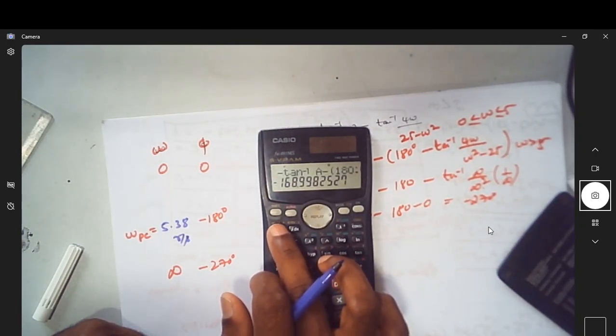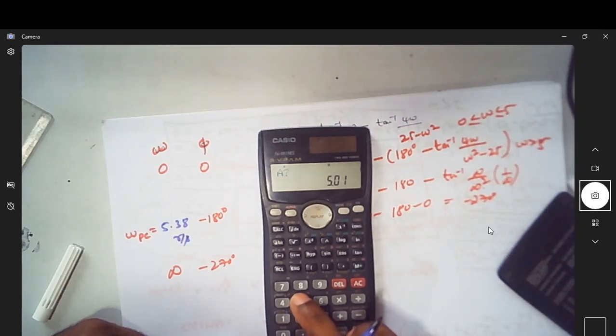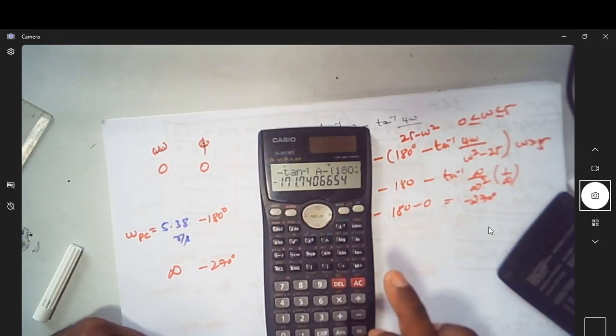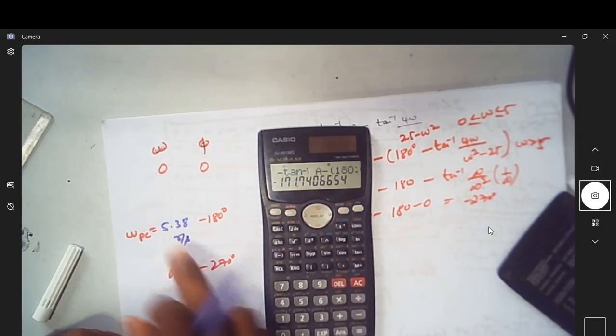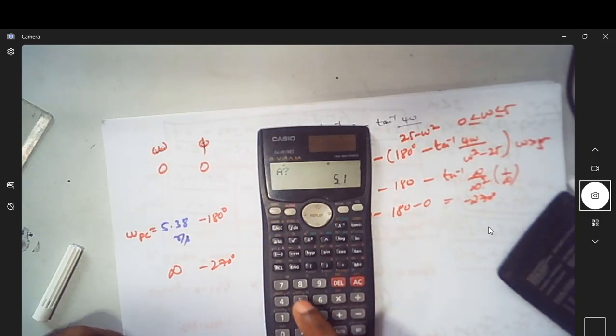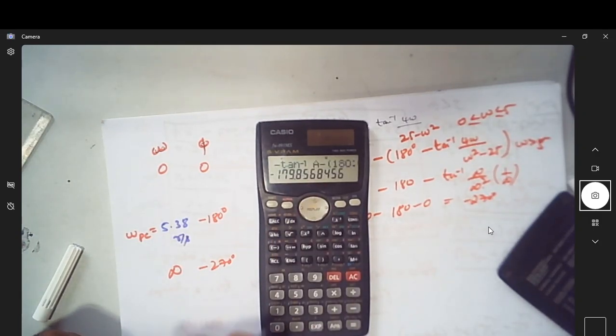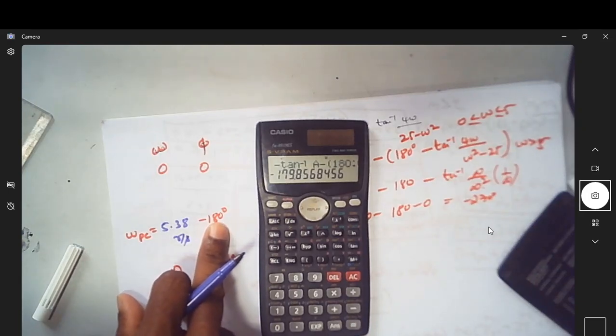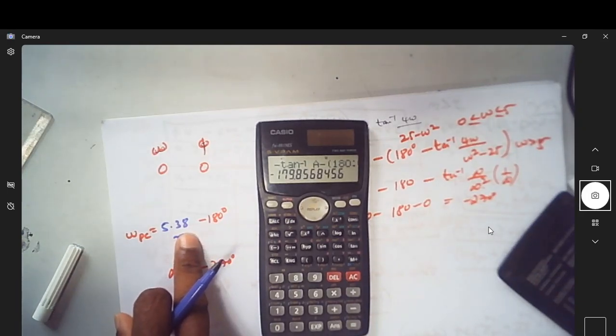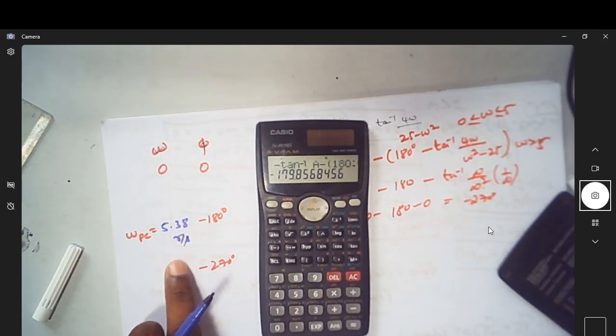So let me now calculate for 5.1. Can you see it is minus 171? So let me do it for 5.38. Can you see now it is minus 179.8, which is close to 180 degree. So omega PC is 5.38 radian per second.